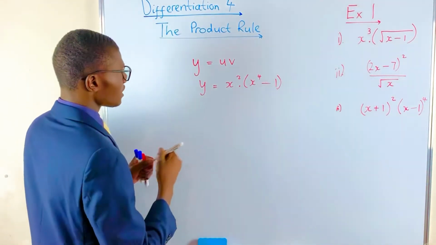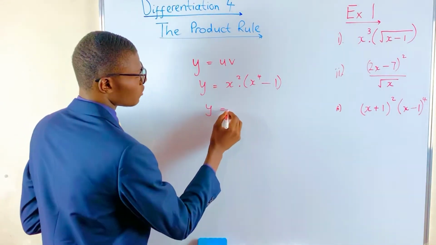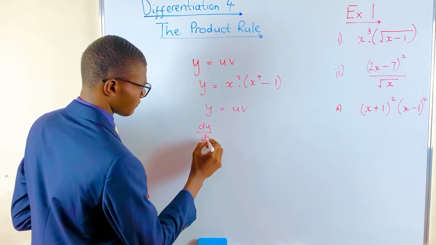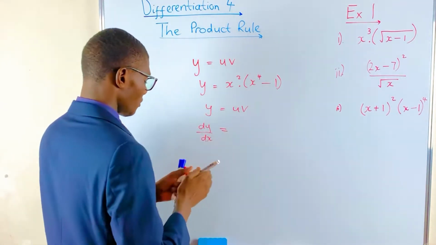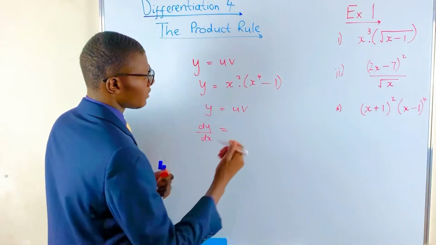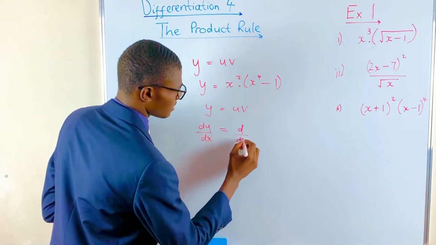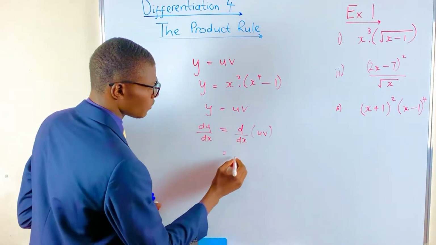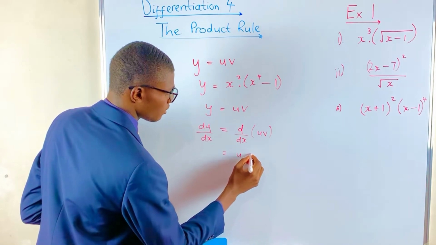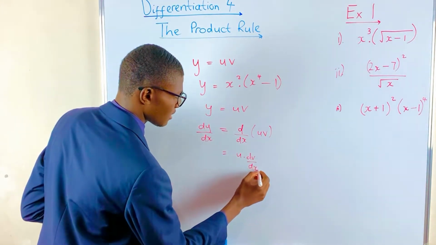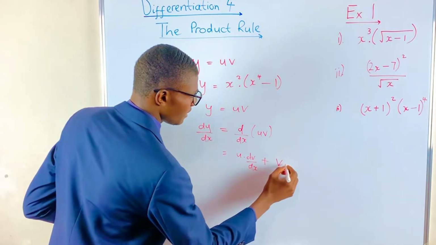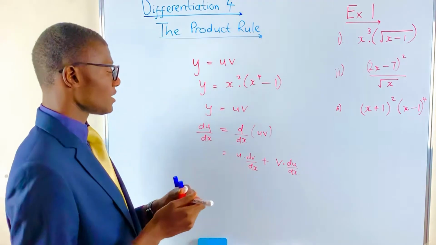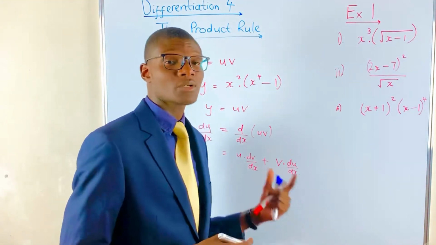So the product rule states that for a function y is equal to uv, dy by dx is equal to d by dx of uv, which is equal to u times dv by dx plus v times du by dx. So this is what we call the product rule.